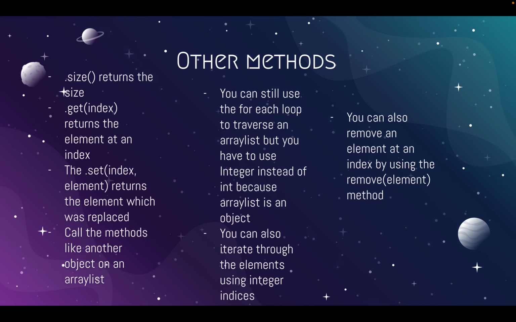So yeah, on an array list, just call all the methods like you would on a string or another class or another object. And you can still use the for each loop to traverse an array list, but you have to use an Integer element, then the colon and then the array list name, just like an array. You can also use the while loop or for loop to traverse an array list. And finally, one cool thing about array list versus arrays is that you can remove an element from an array list, but you can't do that for an array.